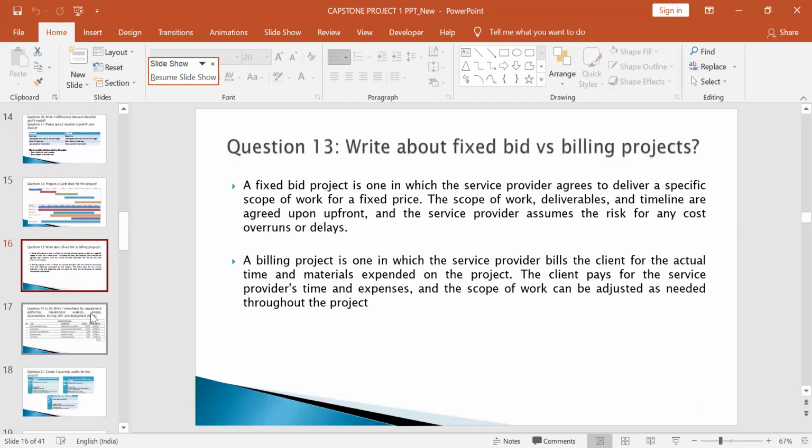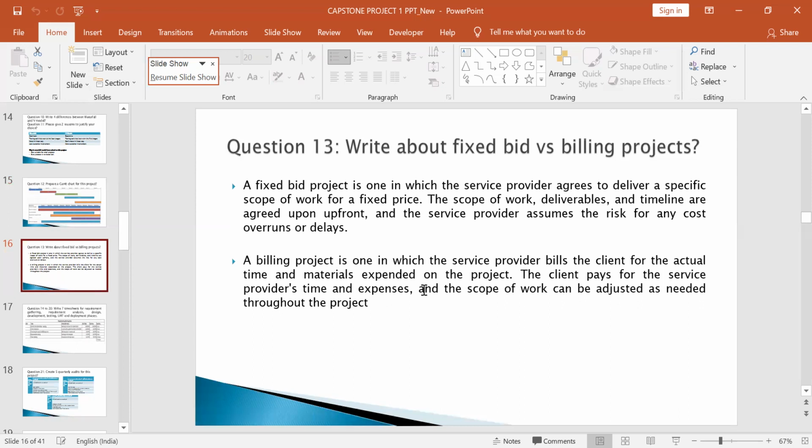And then next, write about fixed bid versus billing projects. So what is fixed bid? Fixed bid is nothing but whatever project you're getting, the price and the time frame, everything will be fixed. This much amount or this much time will be fixed. A fixed bid project is one in which the service provider agrees to deliver a specific scope of work for a fixed price.